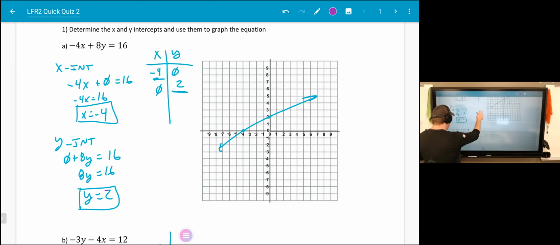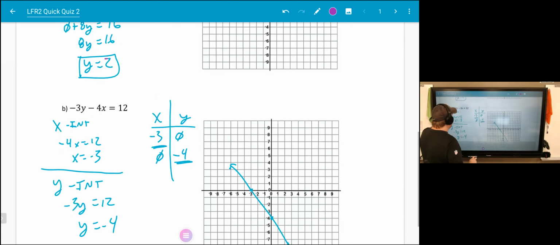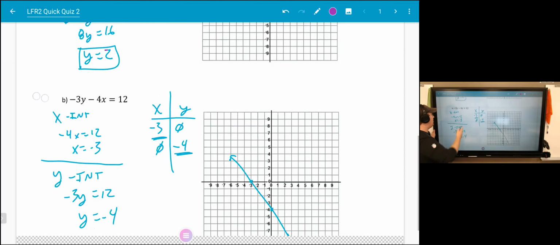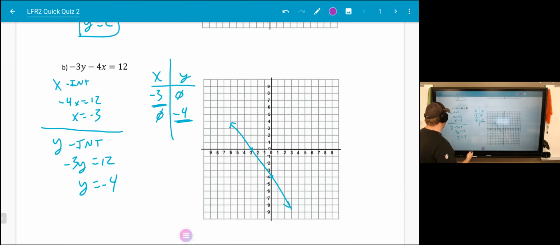Both of those things are necessary. Okay. Next one here. Same thing. When you're trying to find the x-intercept, you set y equal to 0. You get negative 4x equals 12. Divide both sides by negative 4. x equals negative 3. Negative 3, 0.